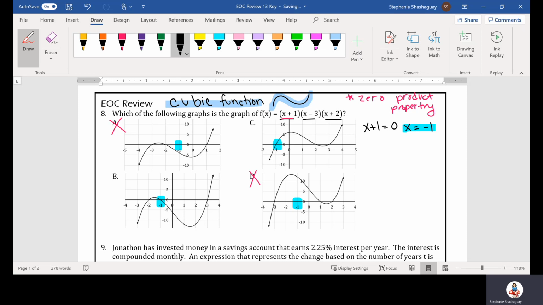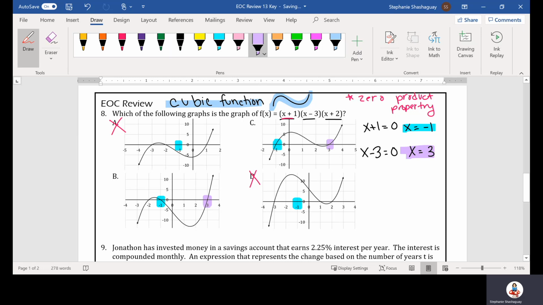Now I'm going to look at x minus 3. So if I set x minus 3 equal to 0, then x is equal to +3. So that's another x-intercept. So if I'm looking for +3, well, here we go. So C is still a possibility, and B is still a possibility, and I've already ruled out A and D.